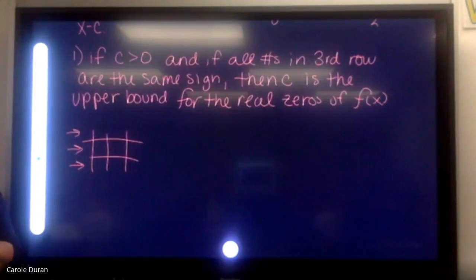So if they're all positive or something? If they're all positive or they're all negative, yes. Then that's an upper bound. What's an upper bound?